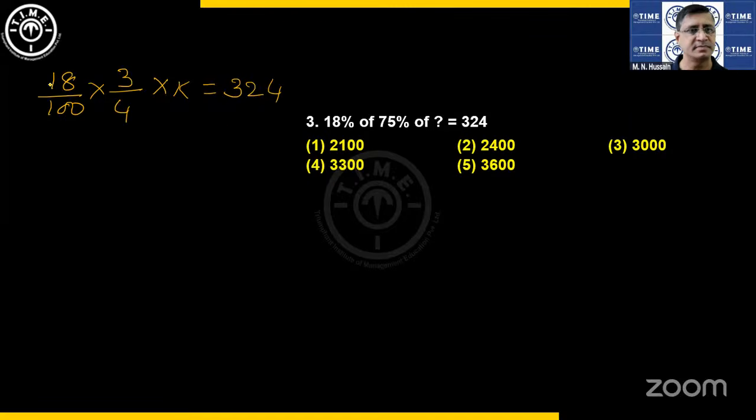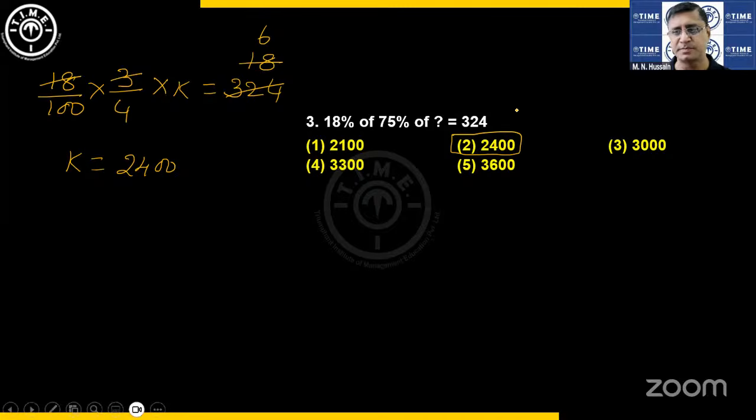Solving this: 18 times 18 is 324. What about 3 in 18? It goes exactly 6 times. Now the value of K is equal to 6 into 4 into 100. 6 into 4 is 24, into 100, 2400. Answer choice 2, the second option, is the right option. Okay. Hope you are able to follow. Right.